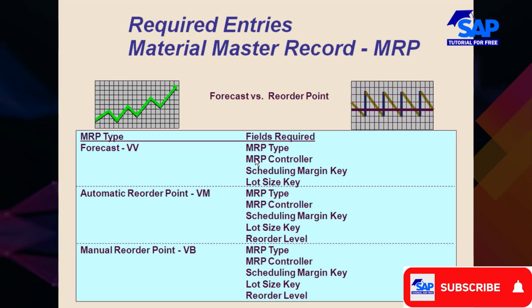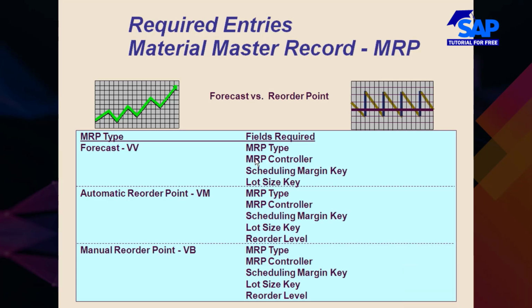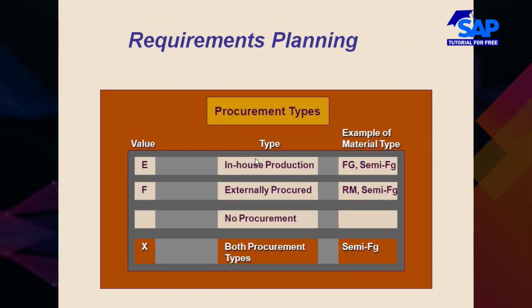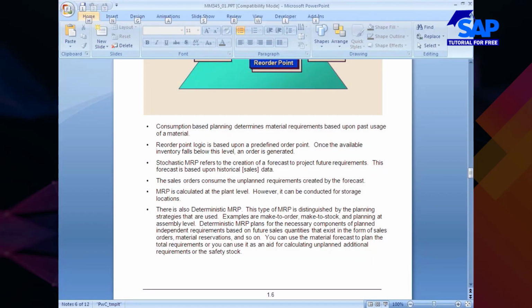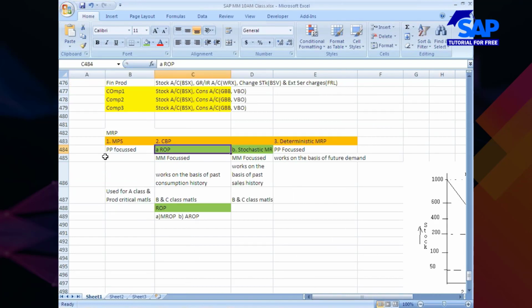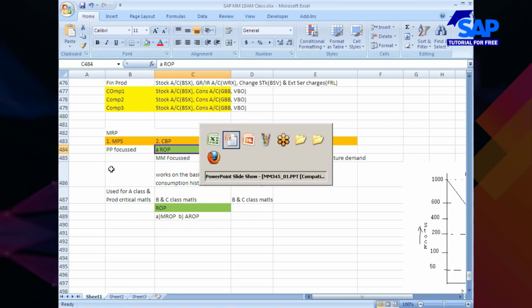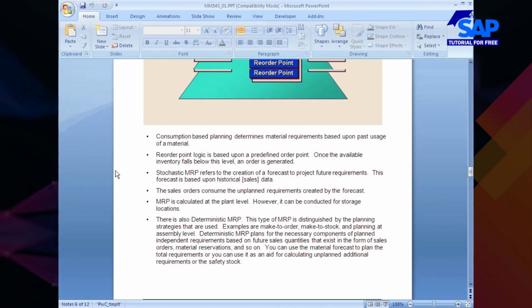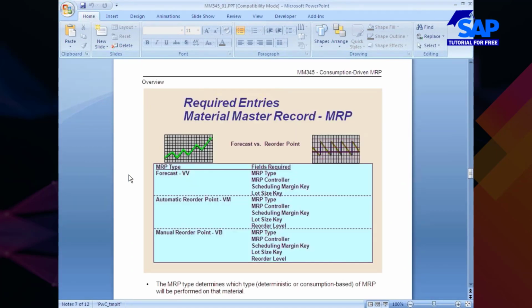The second field is MRP type. What does it mean by MRP type? The type of planning that you are going to employ for a particular material. What are those types of plans? What are the ones that we have discussed? These are the plans: CBP, ROP, manual reorder point planning, automatic reorder point planning, stochastic MRP, deterministic MRP, or MPS, master production schedule. These are called types of planning. So which planning type are you going to execute for which material? Who will be running MRP? These are the 2 primary parameters which you will be requiring.